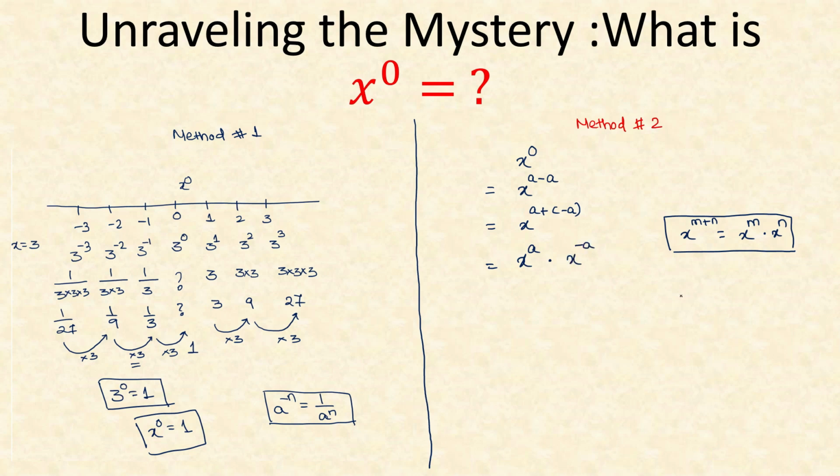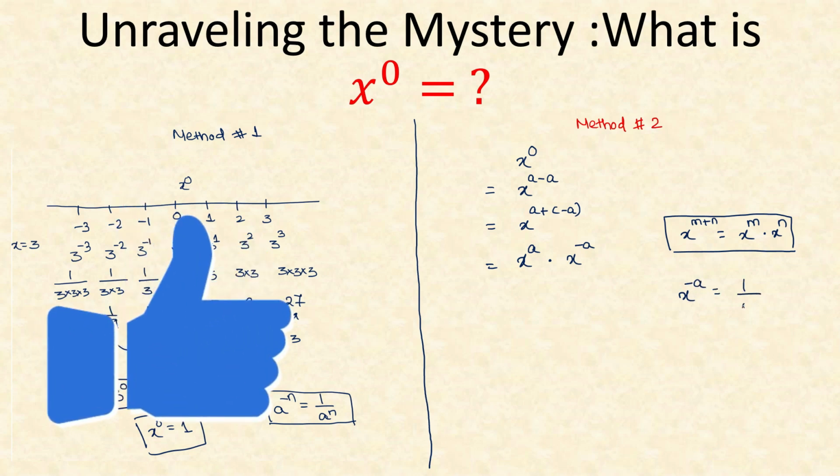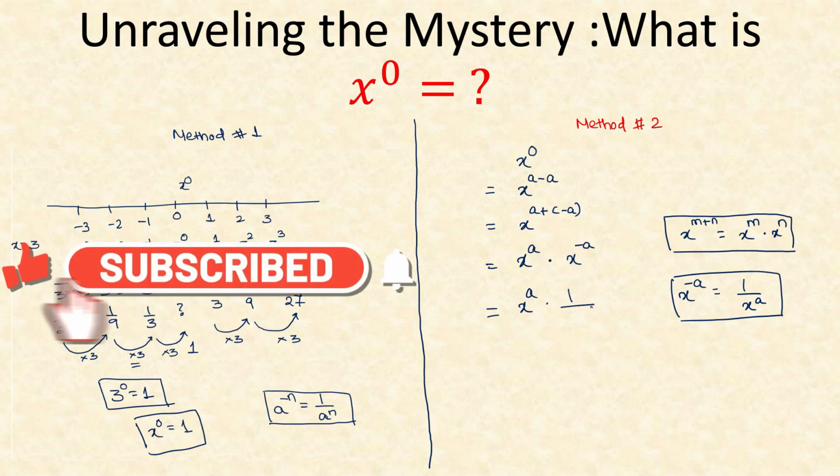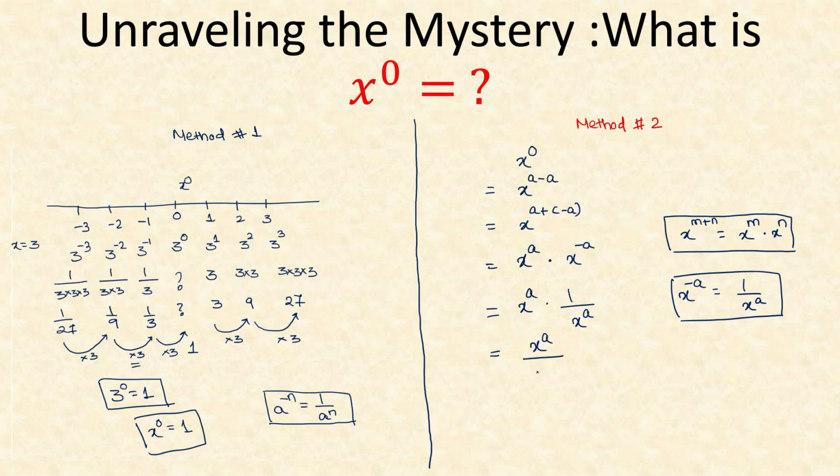And also we know that x to the power minus a is equal to 1 by x to the power a. So next we can write x to the power a into x to the power minus a as x to the power a into 1 upon x to the power a. So we can write this as x to the power a divided by x to the power a. X to the power a means x is multiplied a times, and in the denominator also x is multiplied a times. It means in the numerator and the denominator the numbers are the same. So they will cancel and the answer will be 1. So now we can write x to the power 0 is equal to 1.